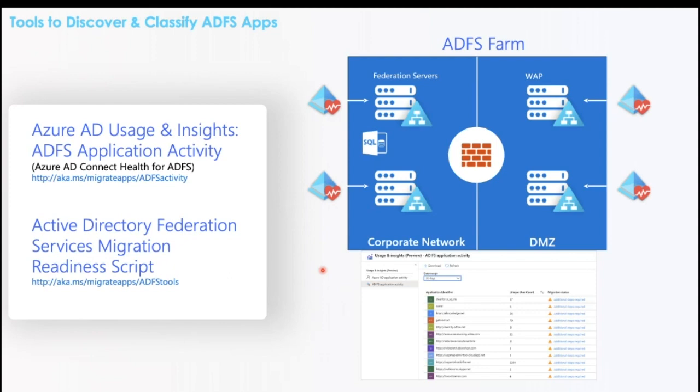And then there's the migration readiness script, which is an offline script that you can run. It gives you a spreadsheet view of your apps and gives you a status, instead of having it within the Azure Active Directory.